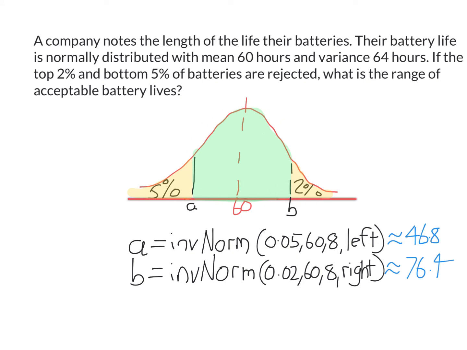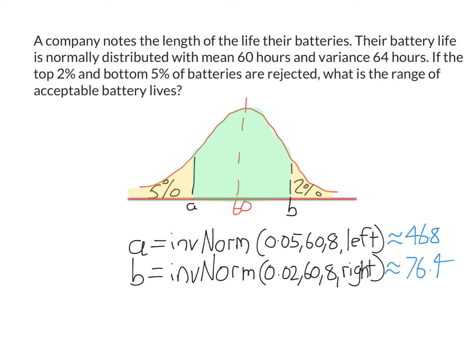So we just use inverse normal functions. For A, we input probability, mean, standard deviation, and left, because we're told 5% of the area is to the left of A, and that gives us 46.8. And for B, very similar, but it's to the right. We want 2% of scores to be to the right of B. We get 76.4. So the range of acceptable battery lives for this company is 46.8 hours to 76.4 hours.